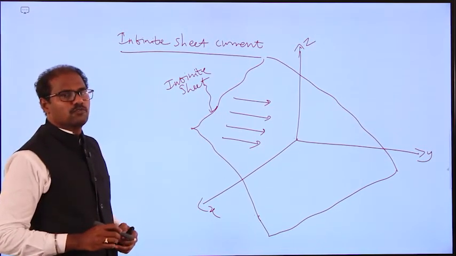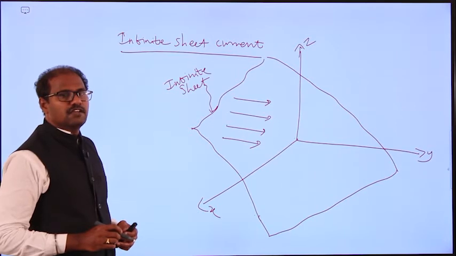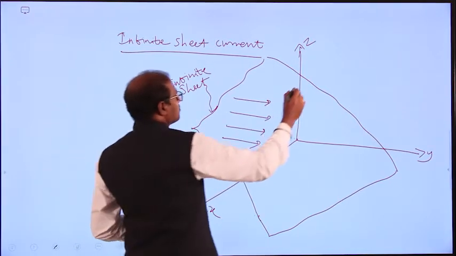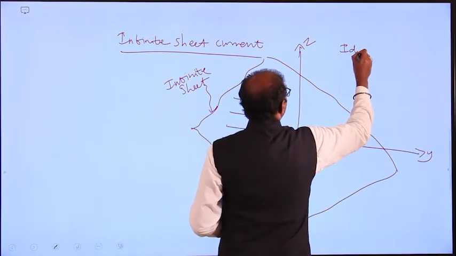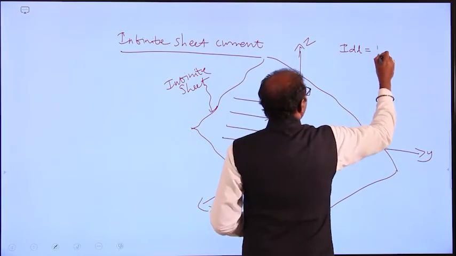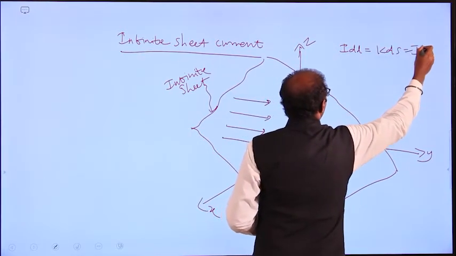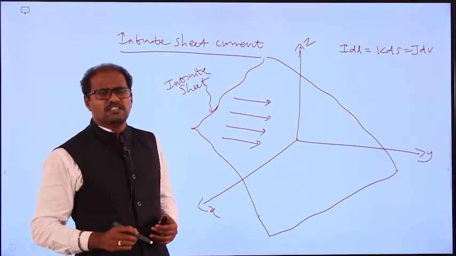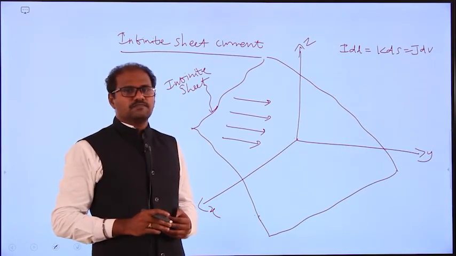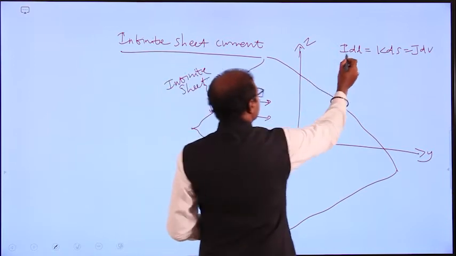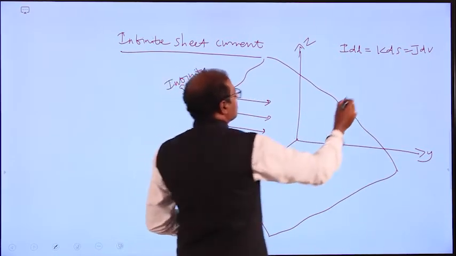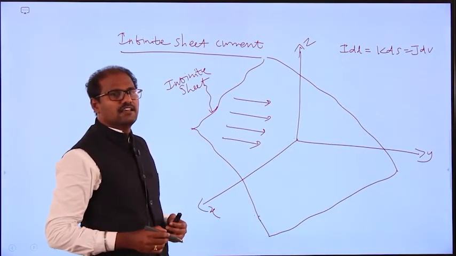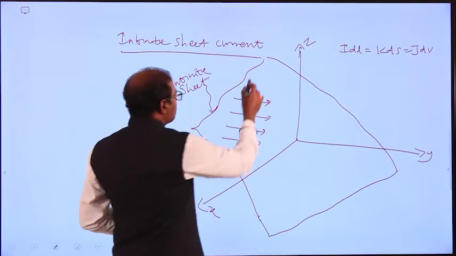In the previous lecture I talked about line, surface and volume: line current, surface current, volume current. So we have line current density, surface current density, and volume current density. This was studied in the first unit, electrostatic field, where the coordinate system is studied. The line current density, surface current density and volume current density are J, K, I. So I am going to take one infinite sheet.